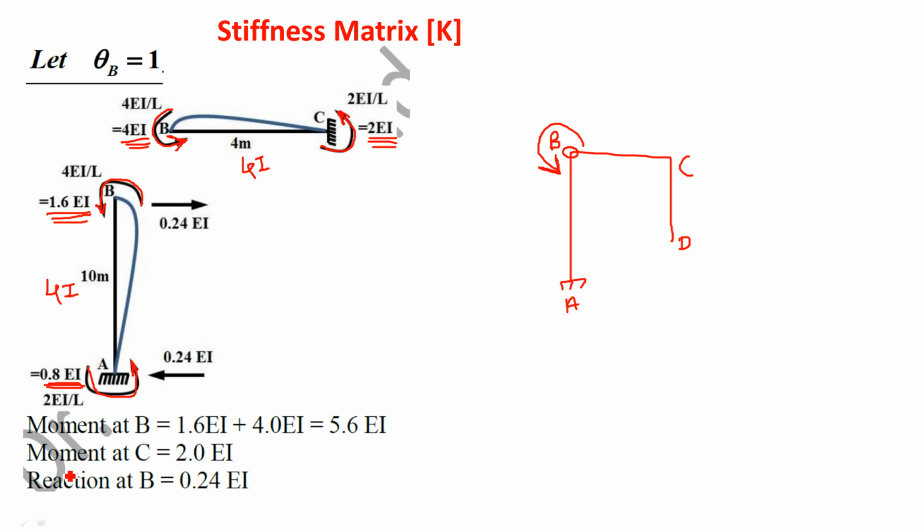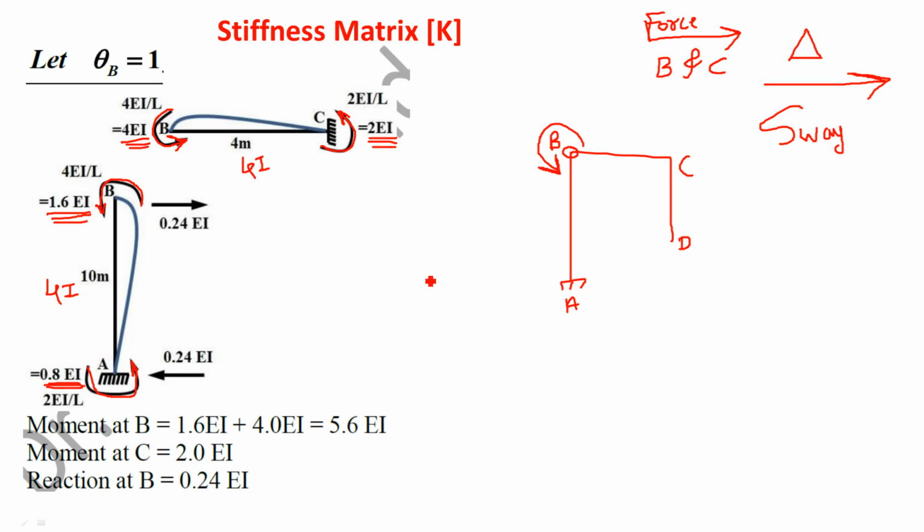Now, since our delta is also one of the unknowns, delta means horizontal sway. We are assuming that sway will be towards the right. So if delta is towards the right, the corresponding action is a horizontal force at point B or at point C. Horizontal force at points B and C is the action corresponding to delta. So we have to find out the horizontal force.